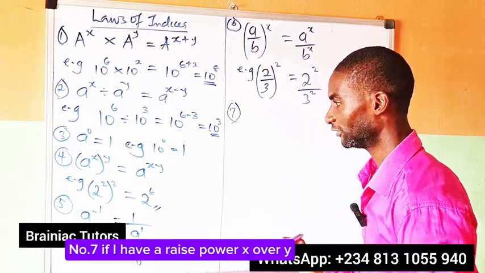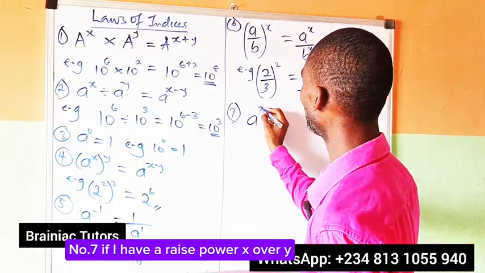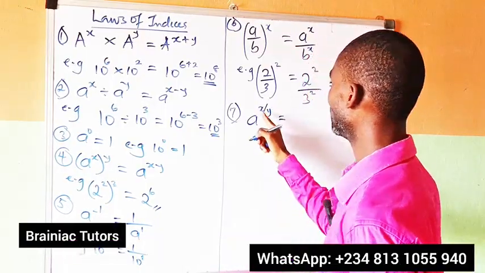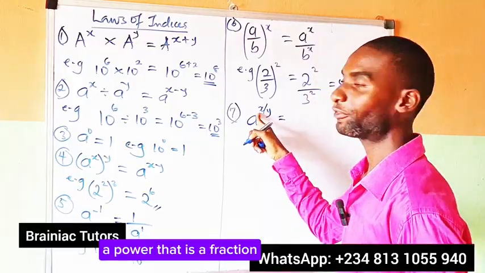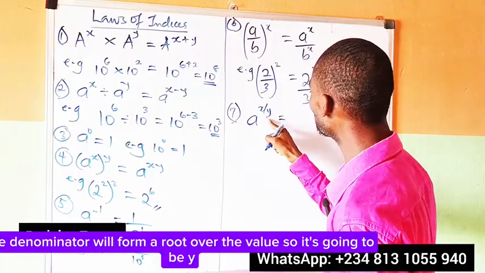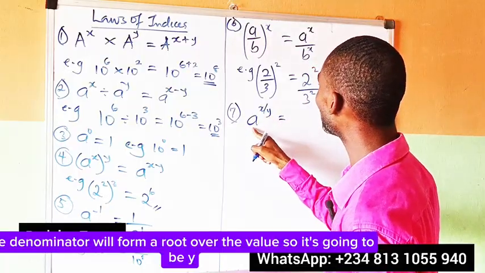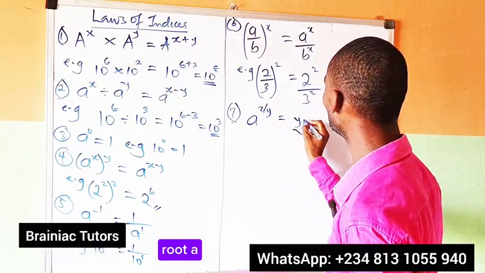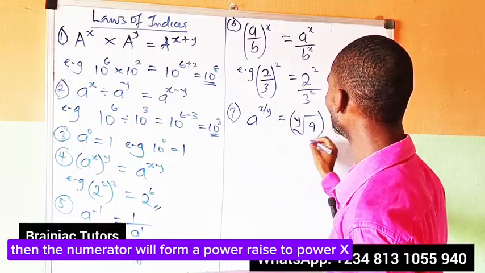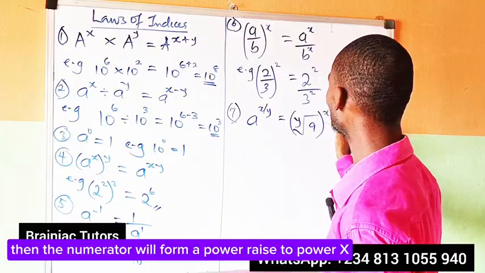Number 7. If I have a raised to power x over y, a power that is a fraction, the denominator will form a root over the value. So it's going to be y root a, then the numerator will form a power raised to power x.